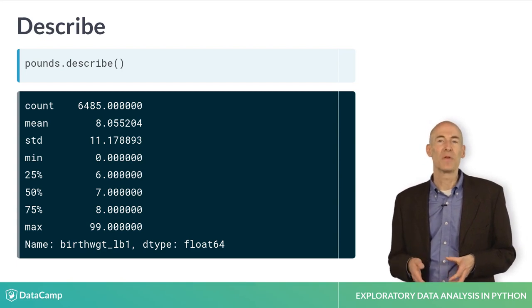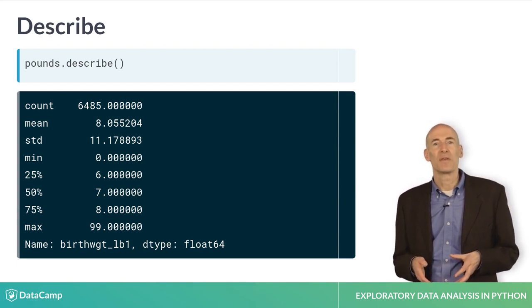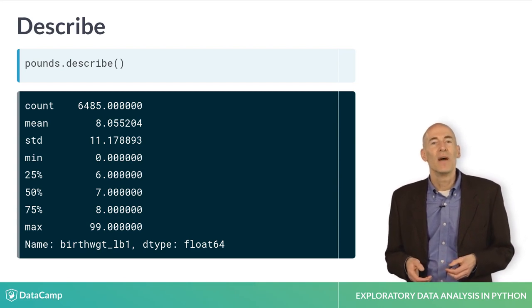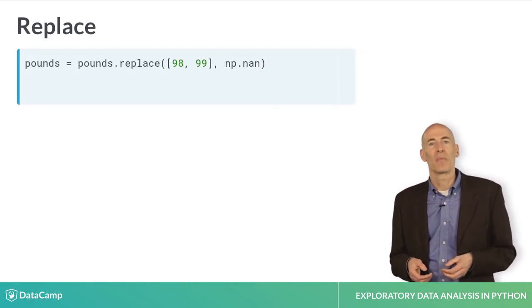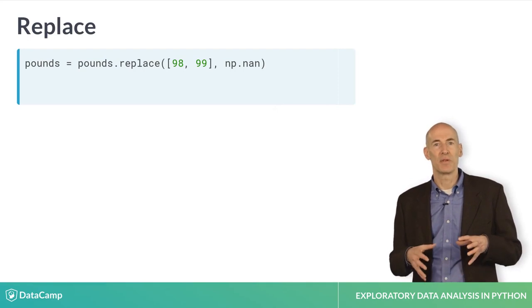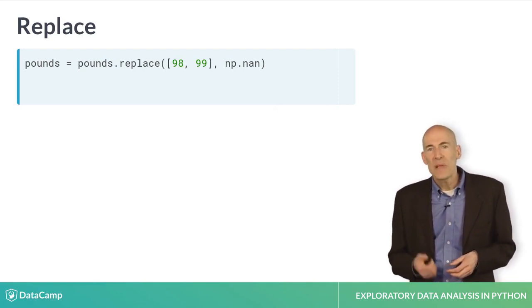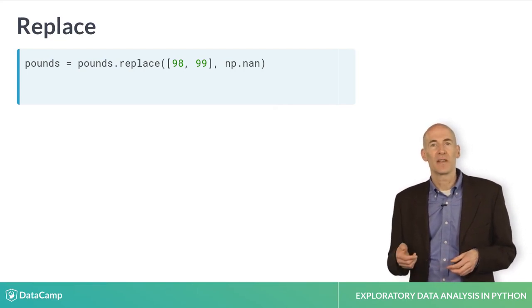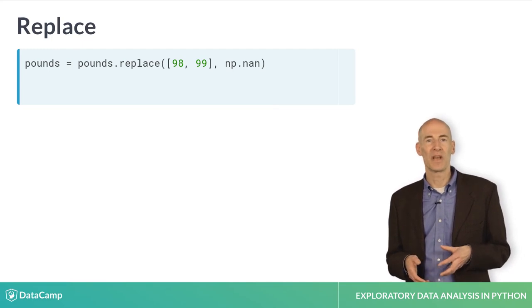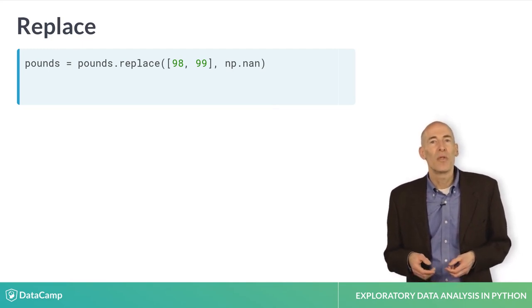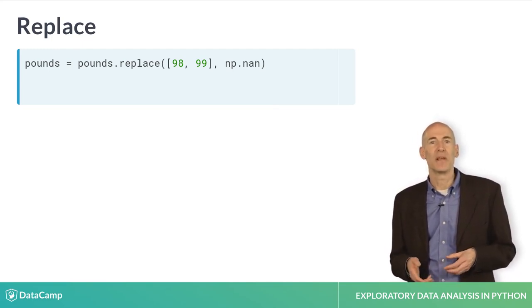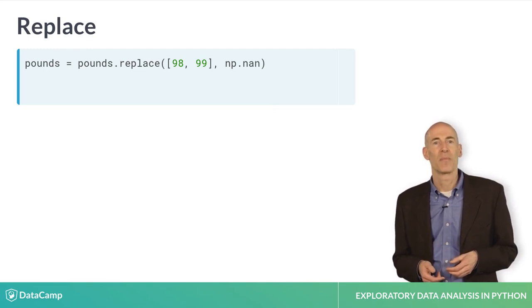Before we can really compute the mean, we have to replace those values with NaN to represent missing data. The replace method does what we want. It takes a list of values we want to replace and the value we want to replace them with. np.nan means we're getting the special value nan from the NumPy library, which is imported as np. The result from replace is a new series, which I assign back to pounds.